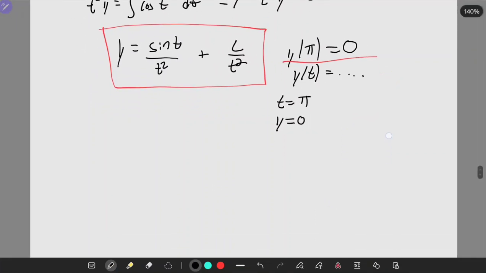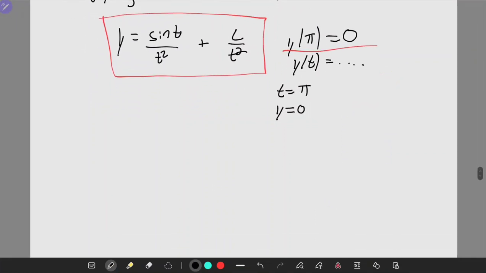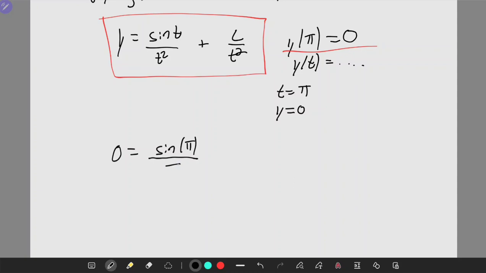So now, let's combine the solution to our differential equation. So we have 0 is equal to sine of t over, oh, wait a minute, t is pi, sorry, over pi squared plus c over pi squared.